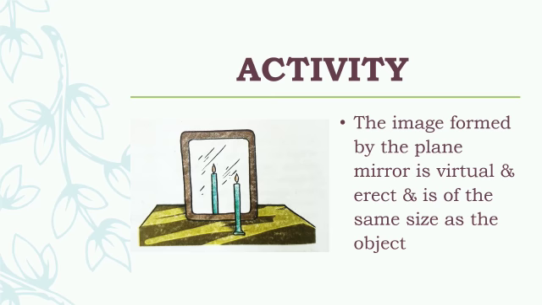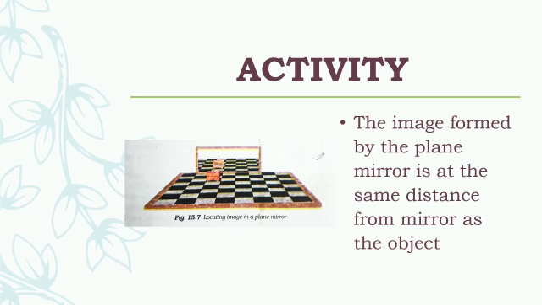Now children, we will learn one more activity which shows that the image formed by the plane mirror is at the same distance from the mirror as the object. Now for this you require to take a chessboard and fix a plane mirror vertically on any of the lines. Now place any small object such as a pencil or a sharpener at the boundary of the third square counting from the mirror. Note the position of the image. Now shift the object to the boundary of the fourth square and again note the position of the image. Now children, you will observe that the image is at the same distance behind the mirror as the object is in front of it.